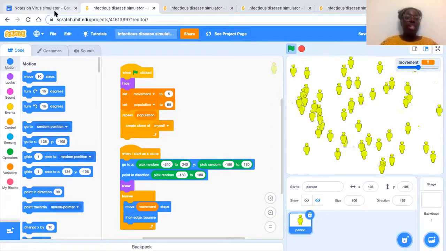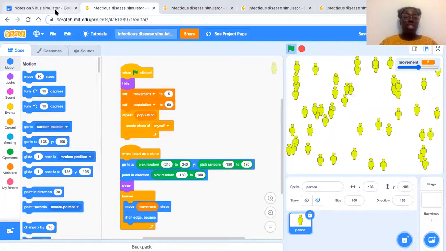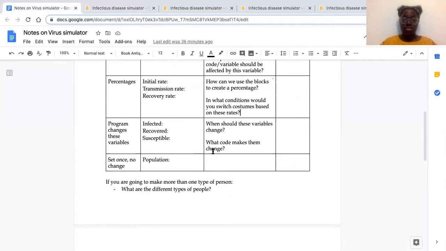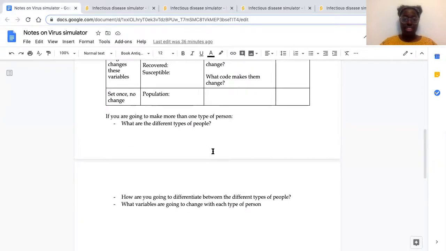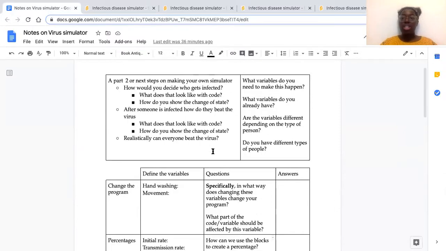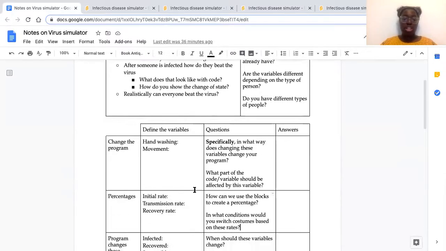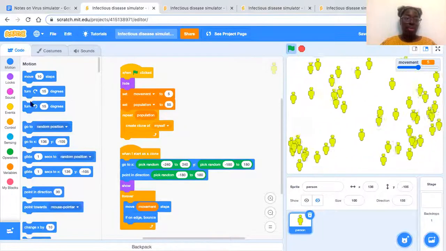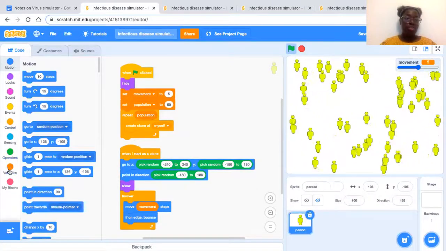Okay, so the next thing I want you all to do is answer these questions. It's okay if you don't know all the answers, but I just want you guys to start thinking, especially about this table. This is really important so you know that you understand what all the variables mean that are set up in the program for us.